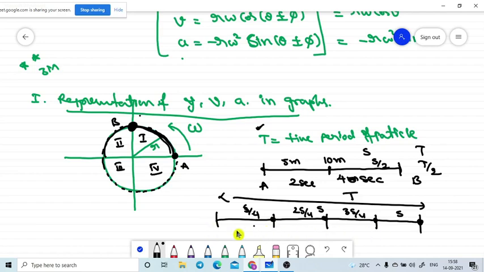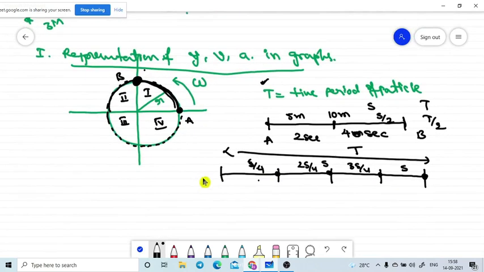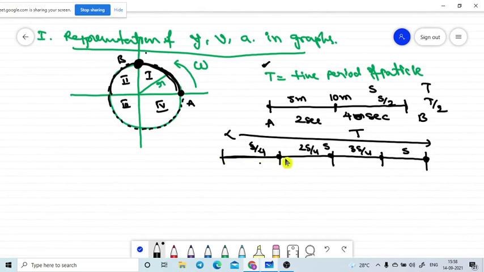Now my question is, what is the time needed to cover this much distance? T by 4. Yes, T by 4. What is the time needed to cover this distance? 2T by 4. Up to this distance? 3T by 4. What is the time to cover up to this point? T only. The particle has completed one complete oscillation.